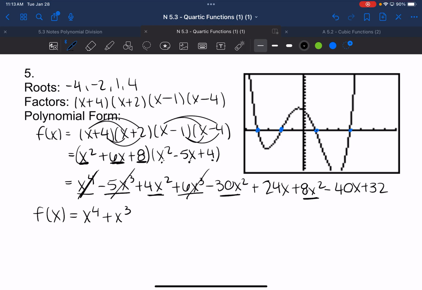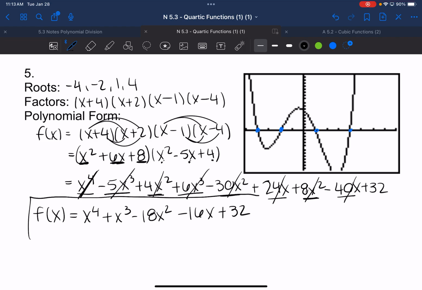What's that? Nice. All right, and then we've got our linear terms. Looks like we've got 24x and negative 40x. Right? Which leaves us with our constant of 32. There we go.